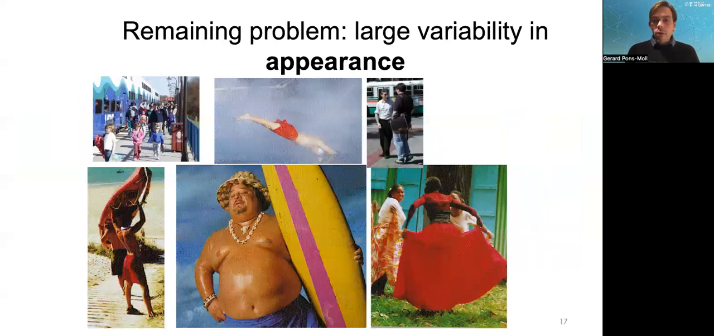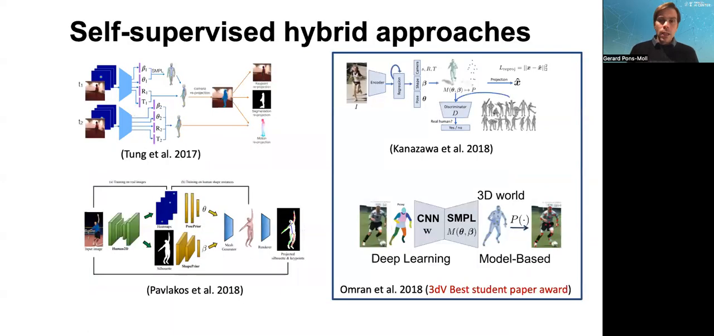Now, one remaining problem is that this approach uses the full image with all the pixels as input. And we've seen that there's a huge variability in terms of colors, textures, lighting, and different appearances. And so you will need a lot of data for this approach to generalize well.